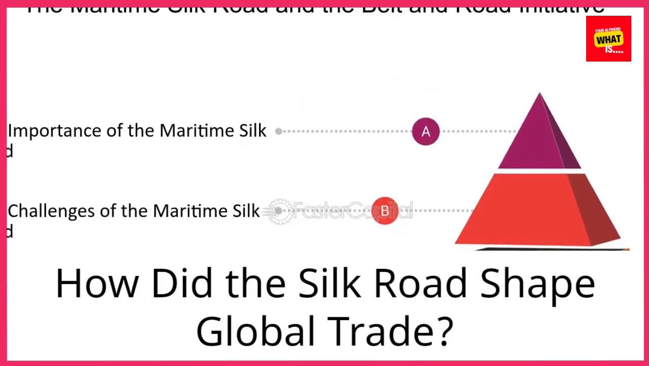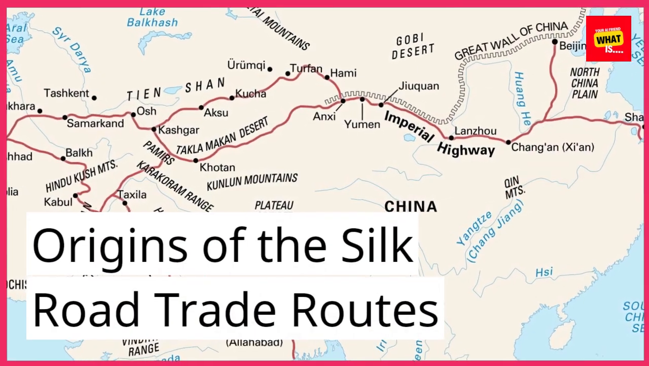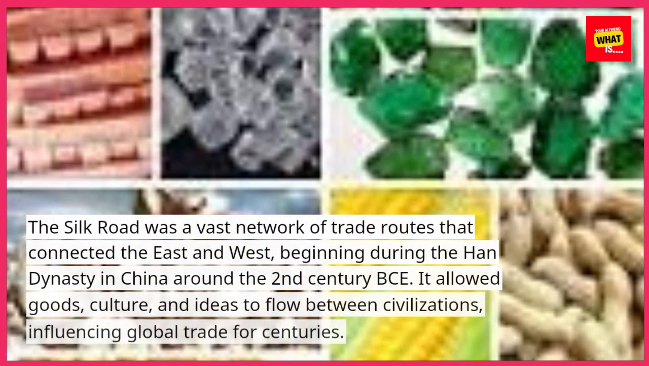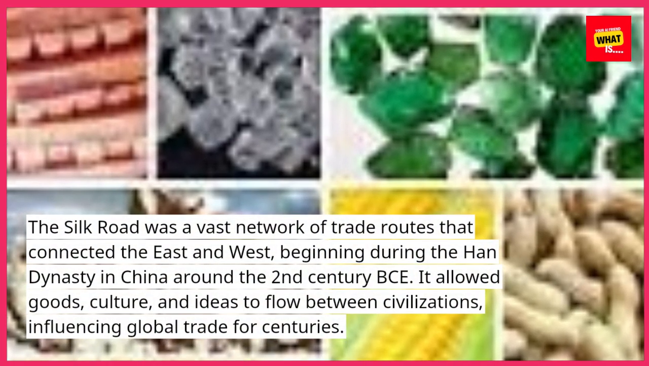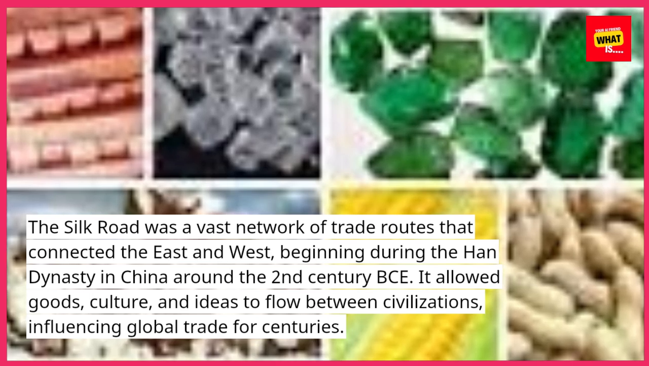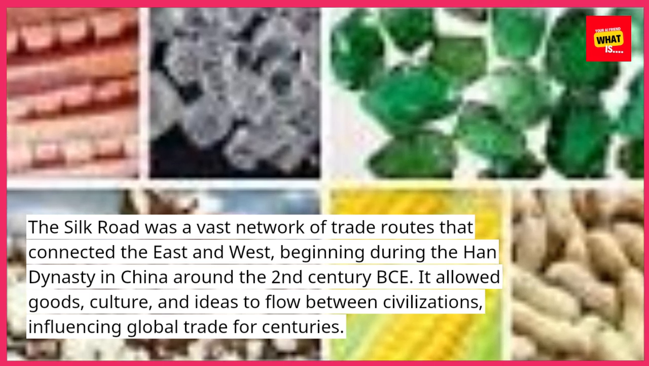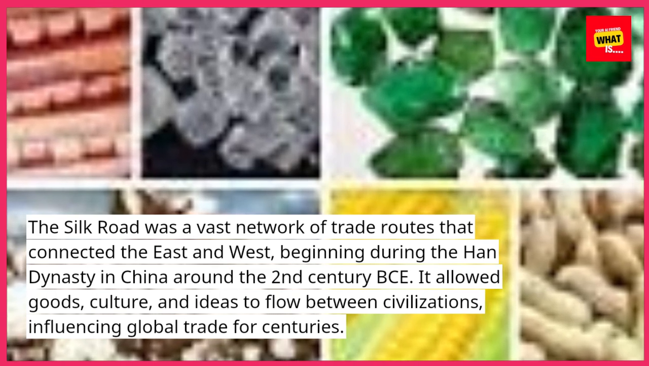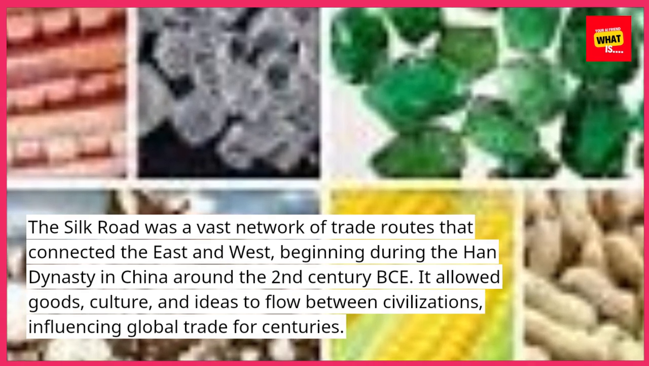How did the Silk Road shape global trade? Origins of the Silk Road trade routes. The Silk Road was a vast network of trade routes that connected the East and West, beginning during the Han Dynasty in China around the 2nd century BCE. It allowed goods, culture, and ideas to flow between civilizations, influencing global trade for centuries.